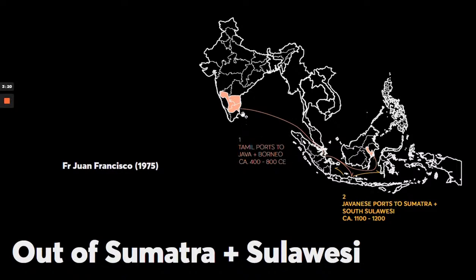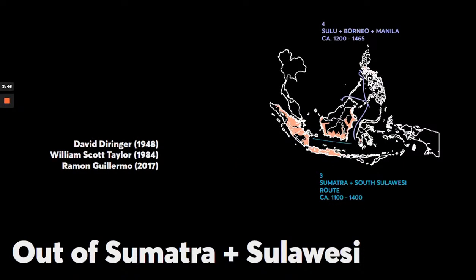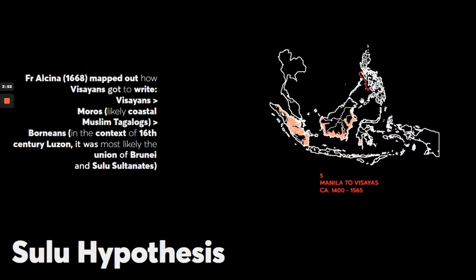In here, this map shows a diagram of how the script might have traveled from India to the Philippines. First, it came from South India to Java as Kawi and Pallava. Next, it may have evolved to Sumatra and Sulawesi. Then from Sulawesi, it went to Sulu, then to Manila. Then from Manila, it went to Visayas. This one was recorded by a friar named Father Alcina.